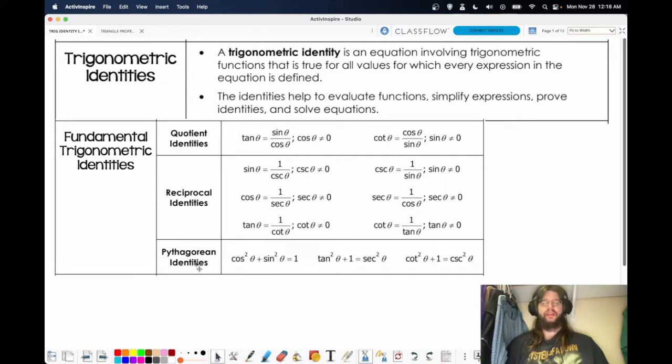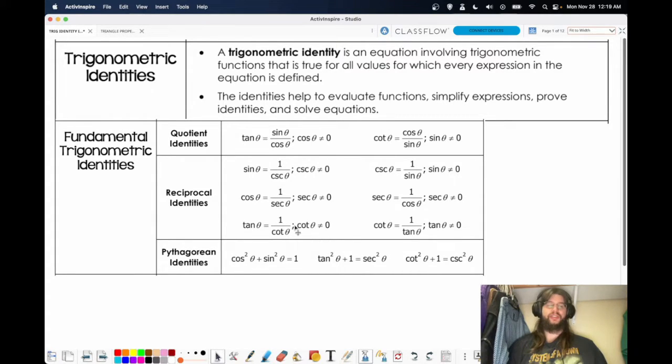The last fundamental trig identity we're going to talk about is the Pythagorean identities. And as you might guess, it comes straight from the Pythagorean theorem. But we're not going to go into how it was derived. We're just going to go with using the identity. The main one: cosine squared plus sine squared equals 1. If you remember all of these, those are the identities that the ACT will expect you to have memorized.